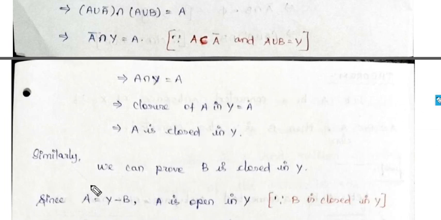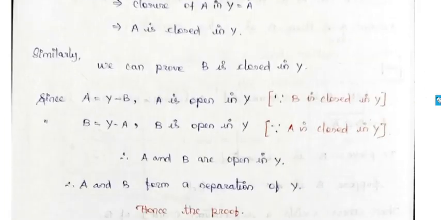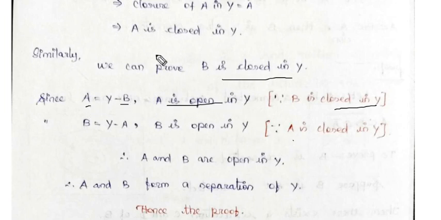Similarly, we can prove B is closed in Y, since A equals B complement. We have B is closed in Y. Since B is closed in Y, B complement is open, that is equal to A. So A is open. Since A is closed in Y, we get A complement is open, that is equal to B. So B is open in Y.